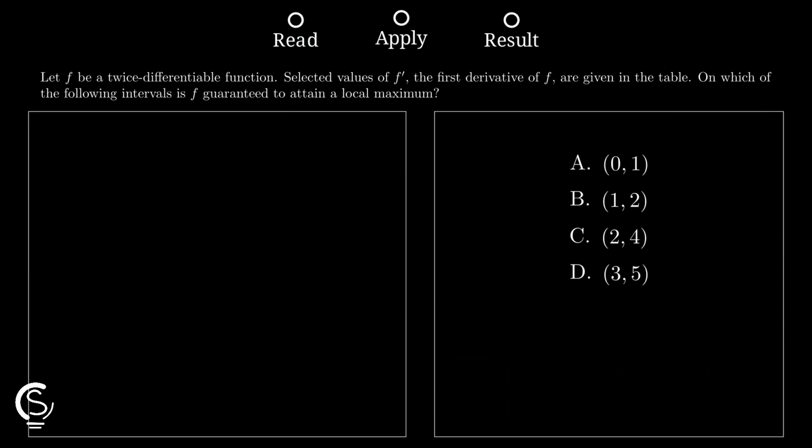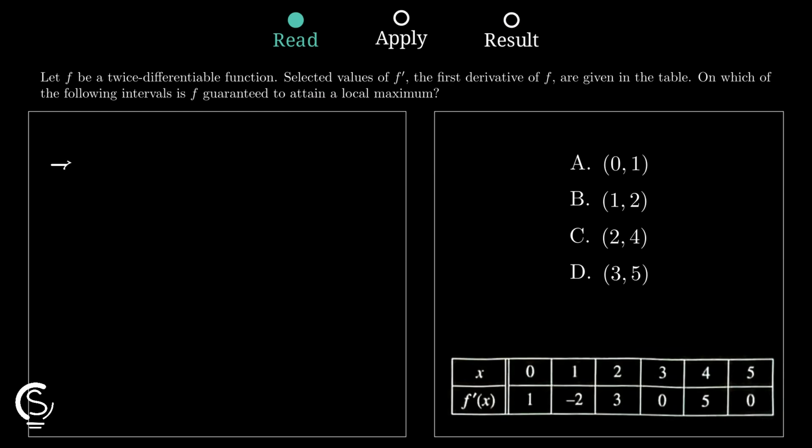First, remember that a local maximum occurs only when the first derivative changes from positive to negative. We need to find an interval where the sign of the derivative flips correctly.